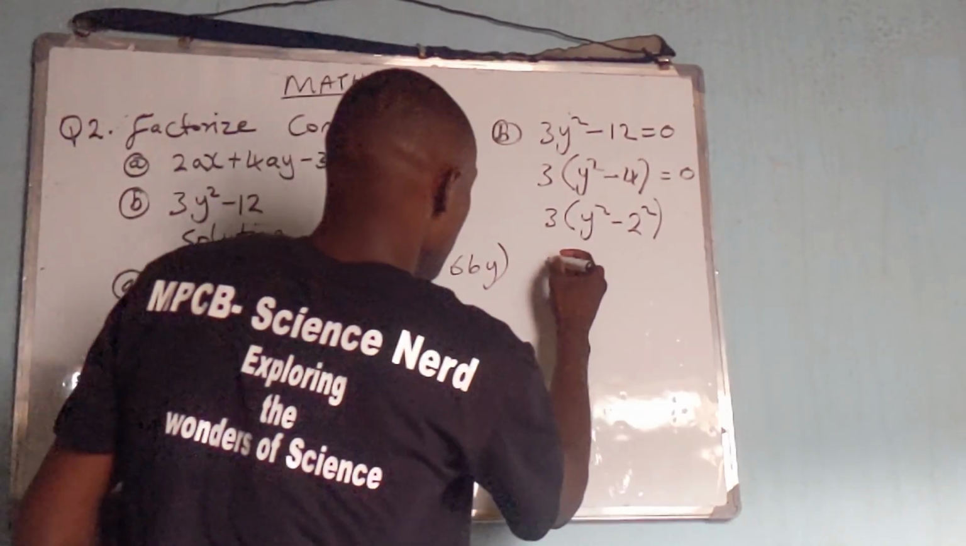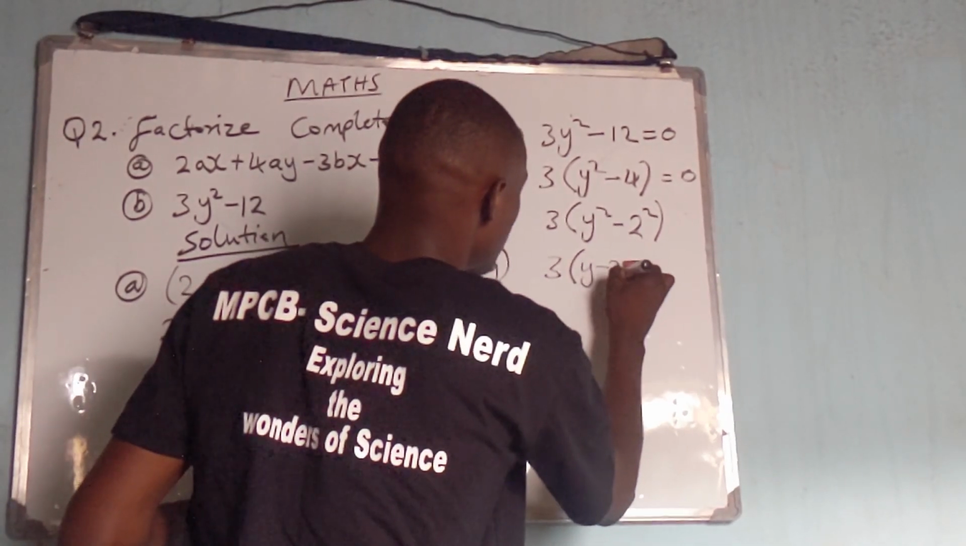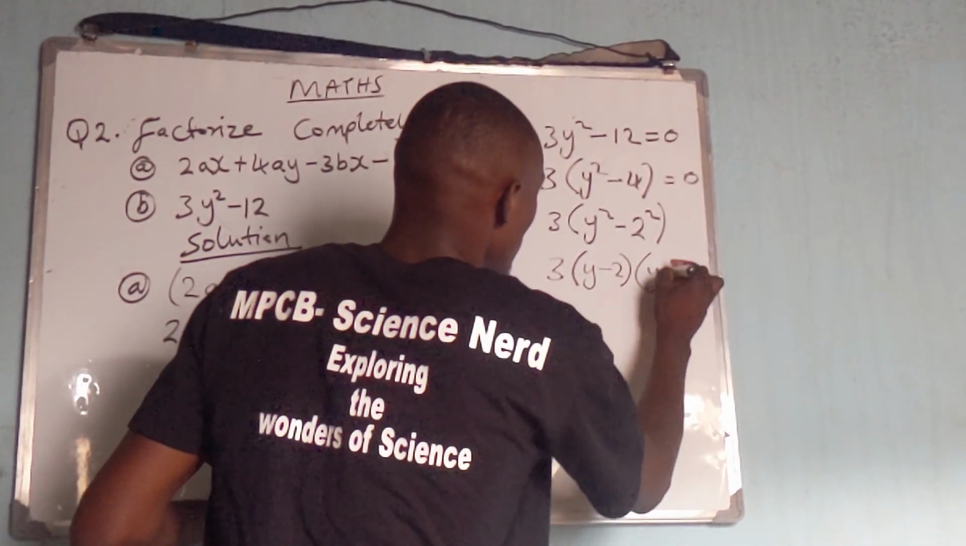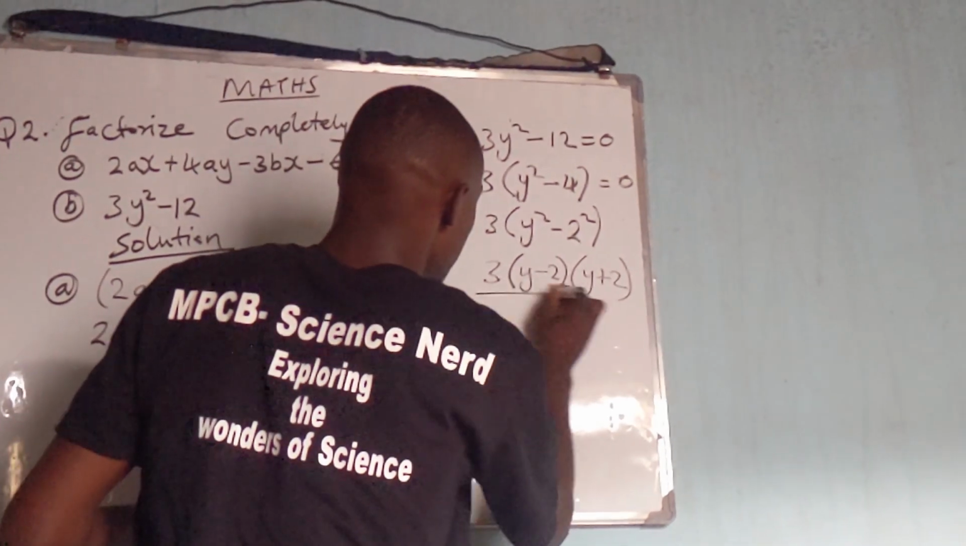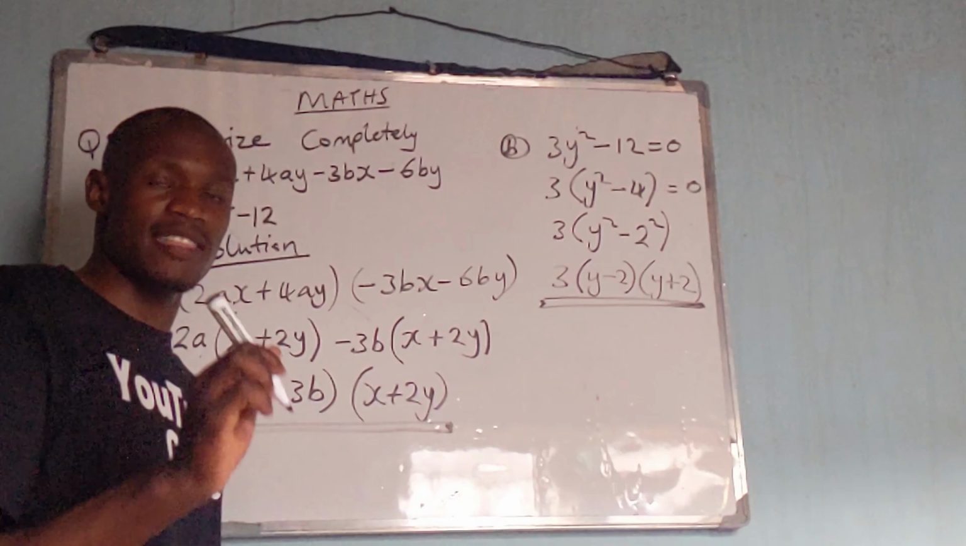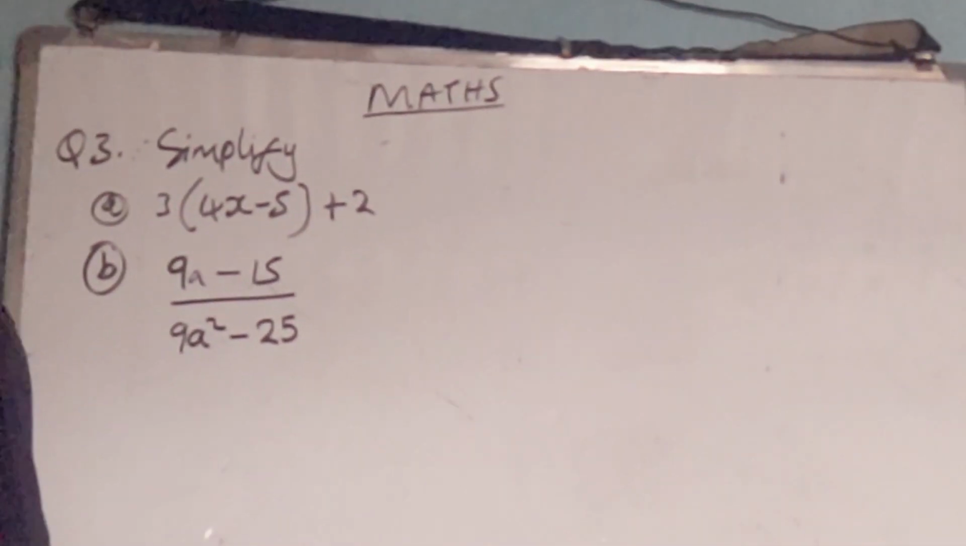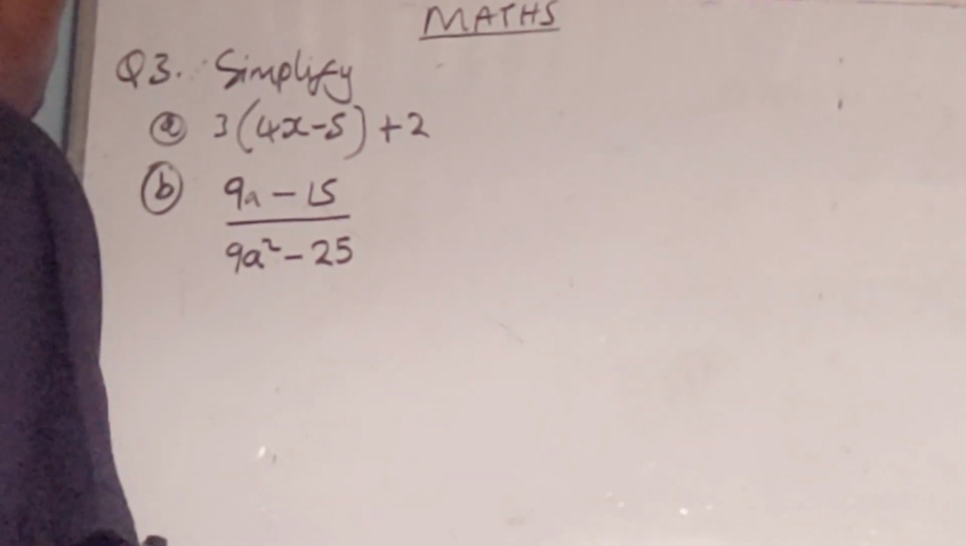Hence, we are going to say it is 3 open y minus 2, y plus 2. And this is our answer. Let us dive into the third question. Simplify. So we are going to simplify the problems on the board.